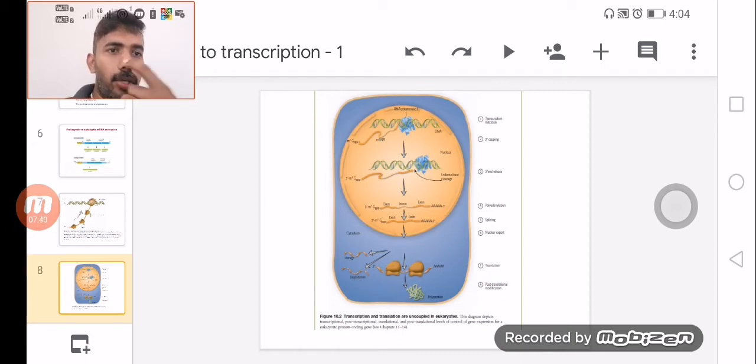And this image shows the same mechanism in a eukaryotic system. You can see there is a DNA molecule inside the nucleus and the transcription occurs inside the nucleus, and after the processing in the nucleus, the mature RNA molecule is released into the cytoplasm where it undergoes the translation event.